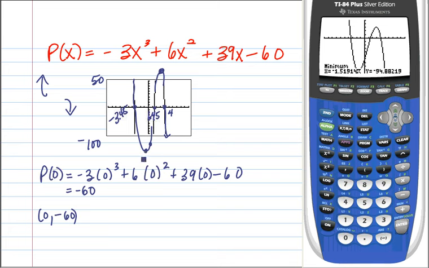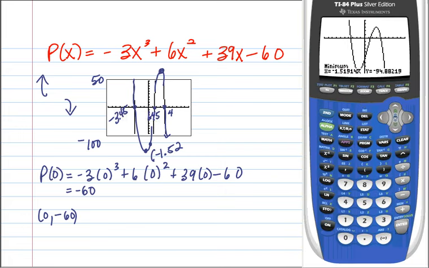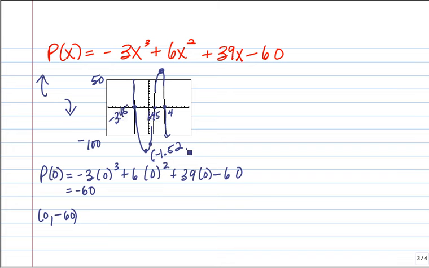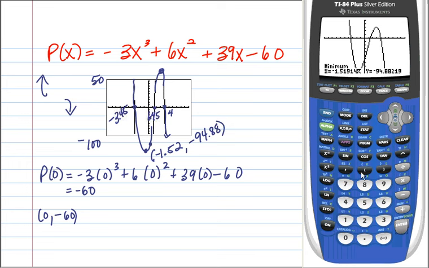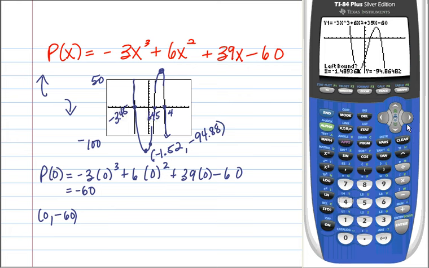So it is at negative 1.52 and negative 94.88. Now we need to repeat this process, except this time do our maximum point. So we need to get on the left side of that point and then on the right side of it. And then guess. So this is at 2.85, 30.44.